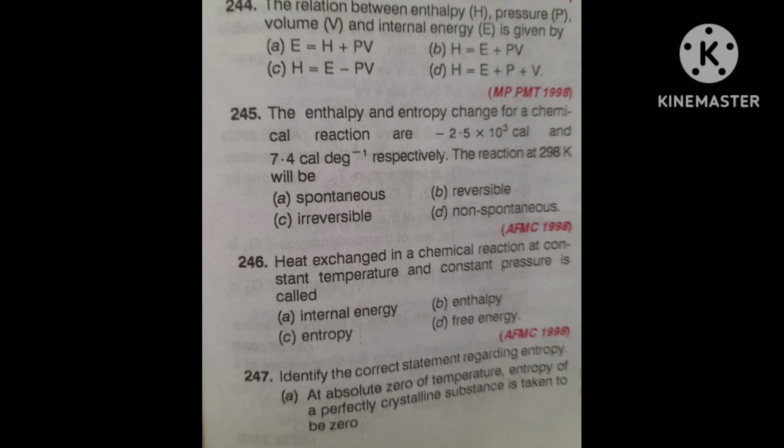Its correct answer is, at absolute zero of temperature, entropy of a perfectly crystalline substance is taken to be zero. Means option A is correct. Why? This is according to the definition by the third law of thermodynamics. This statement is the statement of the third law of thermodynamics. Option A is correct. Next question I am telling you.